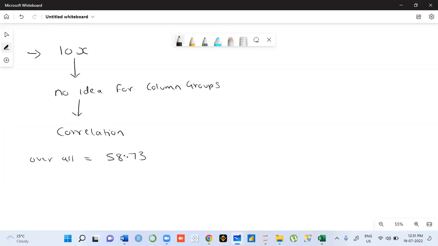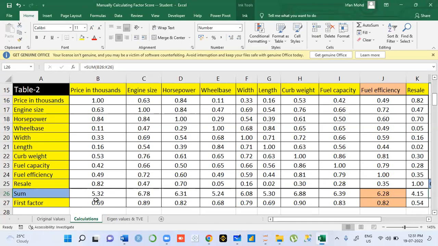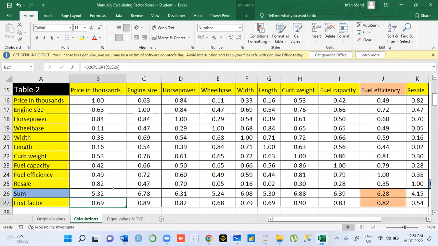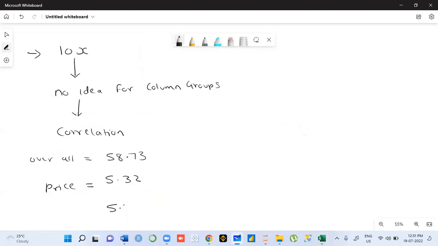And for this column, what is it for the first column? What is the price value? 5.3. Now 5.3 divided by the square root of 58.73. Tell me what is the number? The price is given, right? Price is x1. Okay.